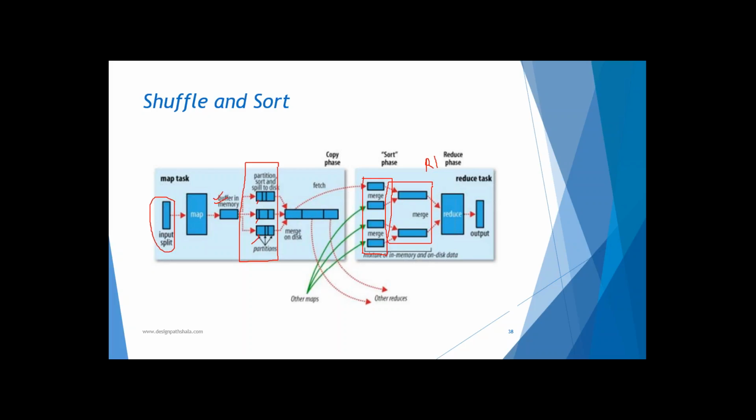Like there are some other mappers also, right? Other reducers, other mappers, and in the picture you have explained only one mapper and one reducer. Yeah, so that happens on each and every mapper.